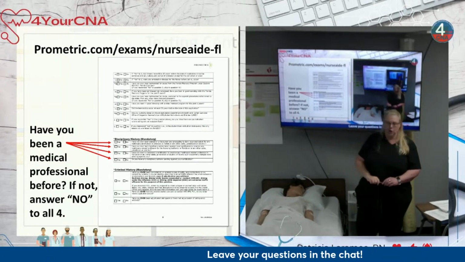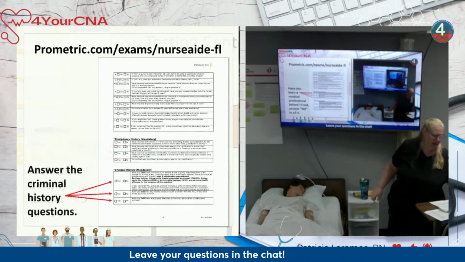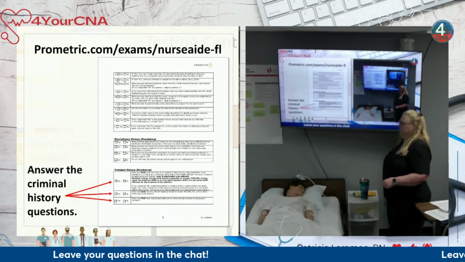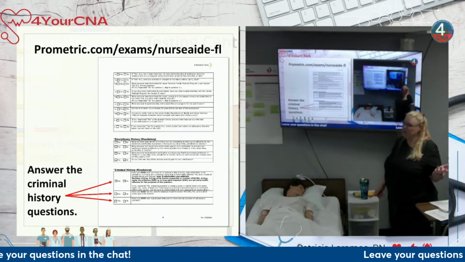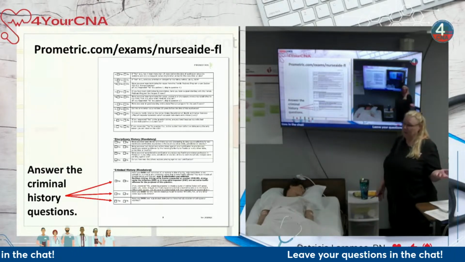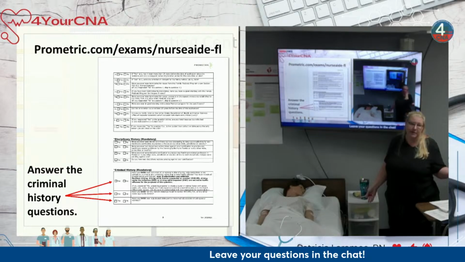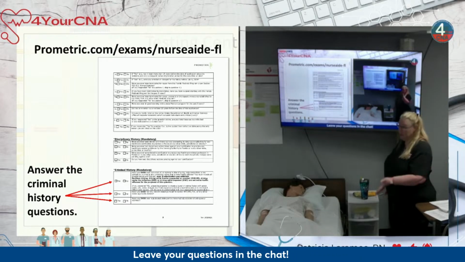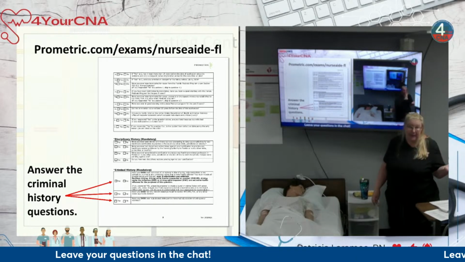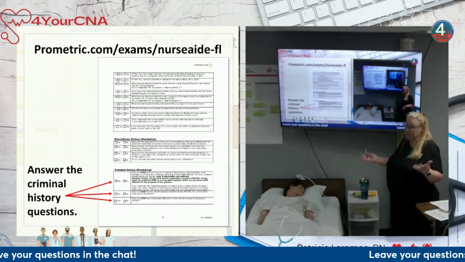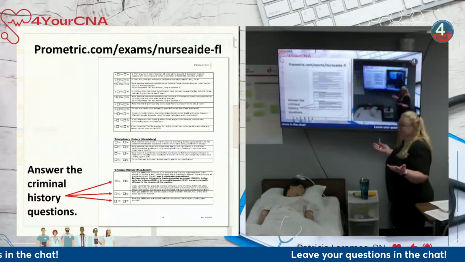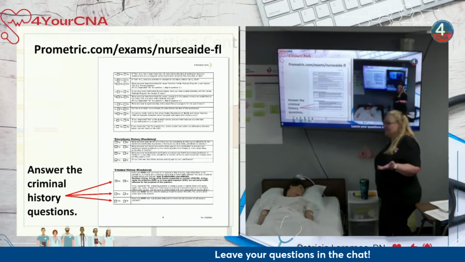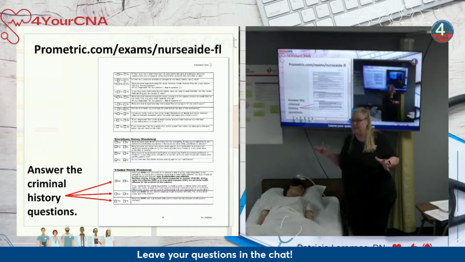Now let's move on to criminal history. This one is pretty cut and dried. There's only two choices here. It's asking, do you have a criminal history? Yes or no. If the answer is maybe, it's probably yes. Okay. There's only two choices here, yes or no. I know this question screws up a lot of people.